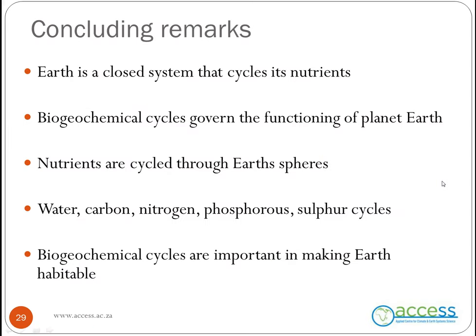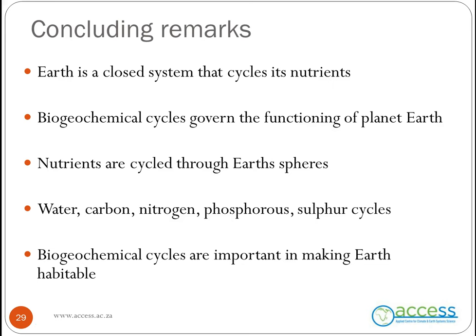So in conclusion, we learned that Earth is a closed system that cycles its nutrients, and it's a closed system with regards to matter, but is not a closed system with regards to the energy it receives from the sun. Biogeochemical cycles govern the functioning of planet Earth, as we learned in the four important reasons of why biogeochemical cycles are important. Nutrients are cycled through Earth's spheres, and as we learned, water is one of the most important elements that helps in cycling nutrients through the Earth's spheres and helps in the other biogeochemical cycles, such as phosphorus, nitrogen, and sulfur.